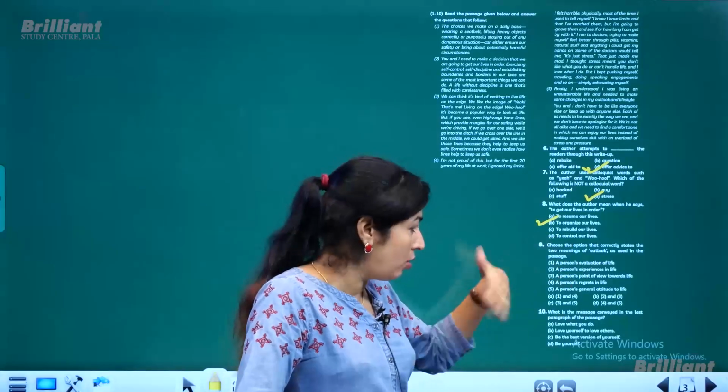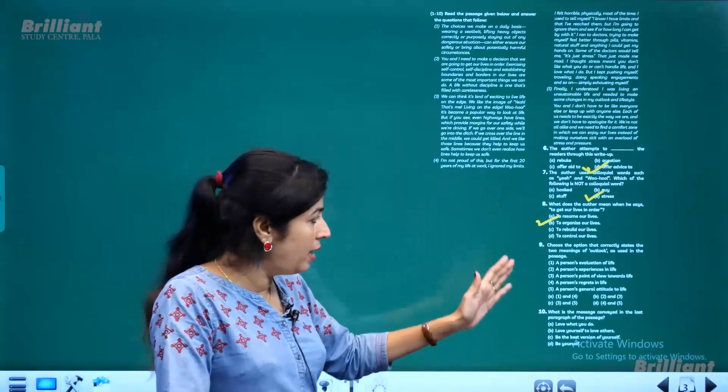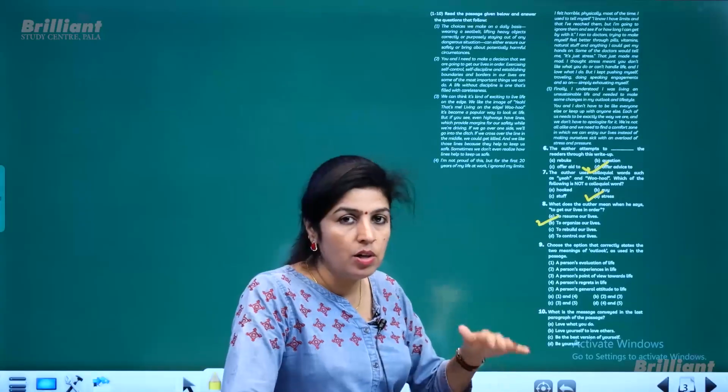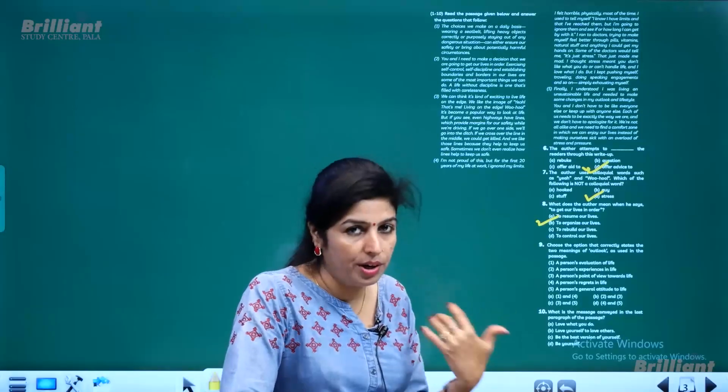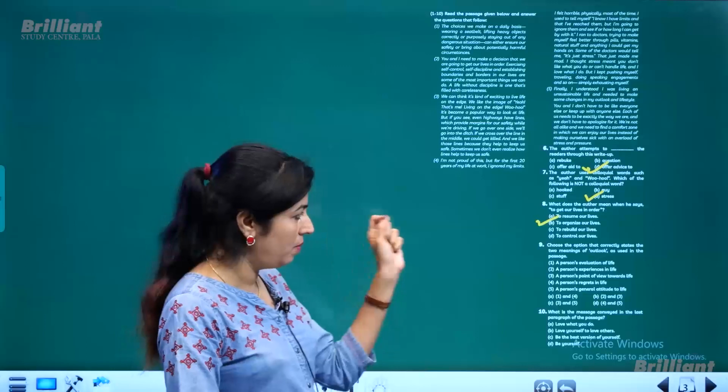Then to rebuild, to reconstruct, no. To control our lives, no. But to maintain, to keep our lives in order means to bring balance, and that is by organizing our lives. So to organize our lives is the exact point.